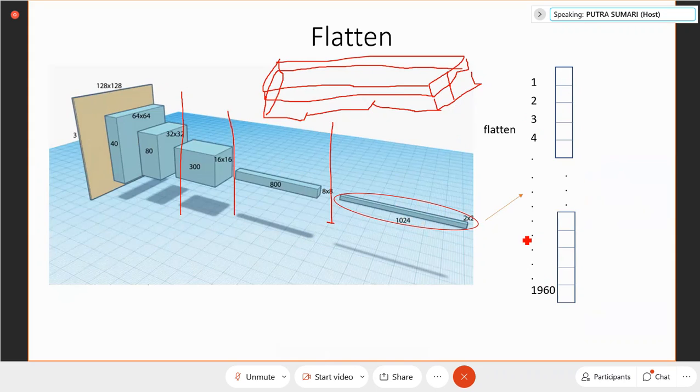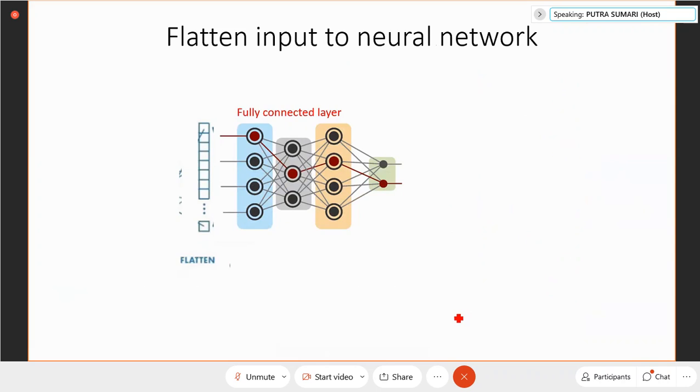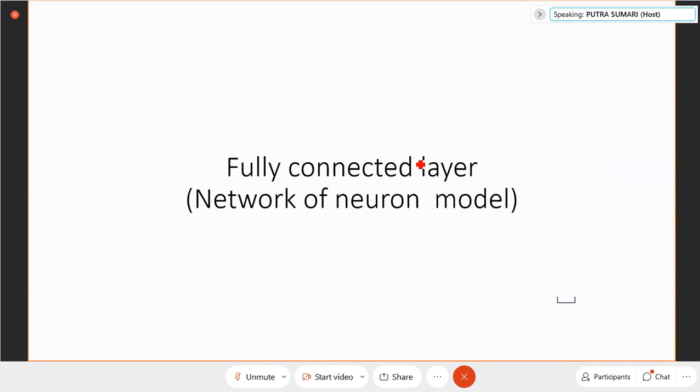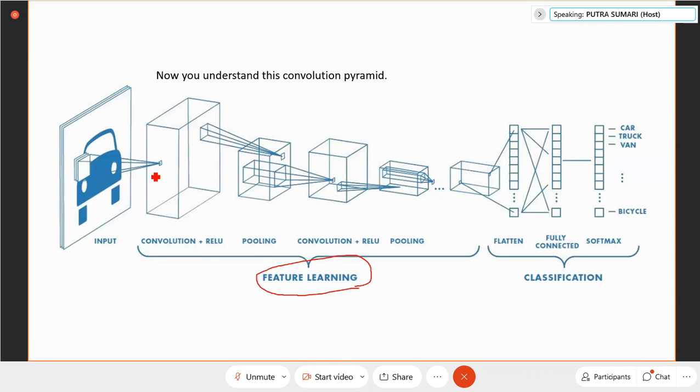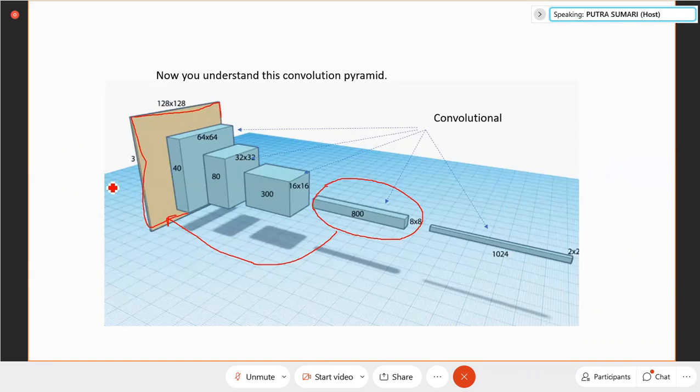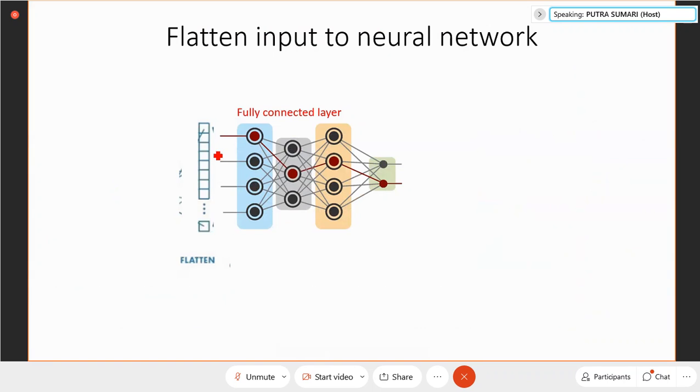So 2 by 2 is basically like this. You got 2 by 2. Now you just flatten it into one row. Okay, something like that. Then after that you just put it into the neural network. So this is where classification happens. What is this? If it is a car, then you can have here car, here is else, not car.